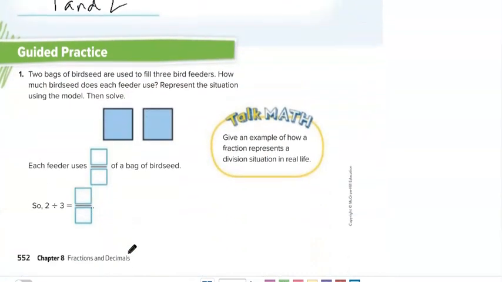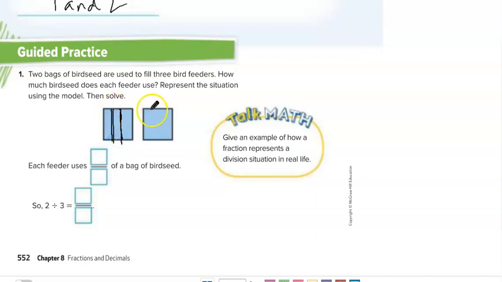2 bags of birdseed are used to fill 3 bird seeders. How much birdseed does each feeder use? Represent the situation using the model and then solve. So this is going to represent our 2 bags of birdseed, and we need to split that among 3 bird feeders. So think first of how we should do this. What I'm thinking is I'm just going to take my 1 bag, and I need to split that into 3 bird feeders.